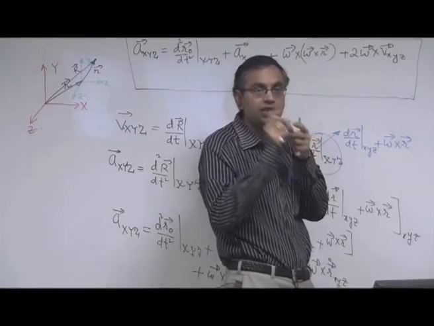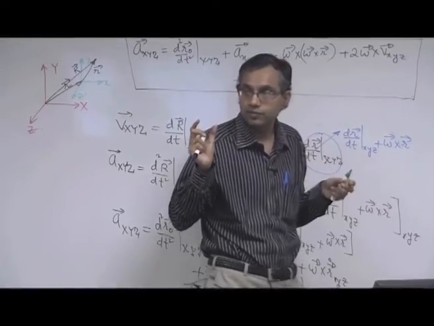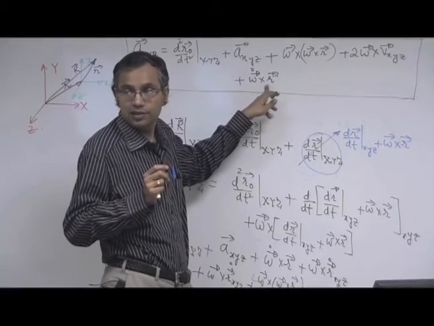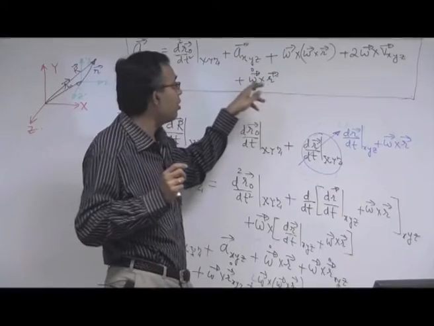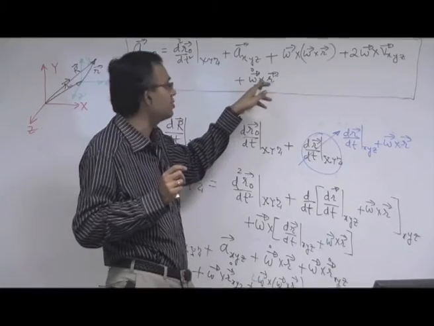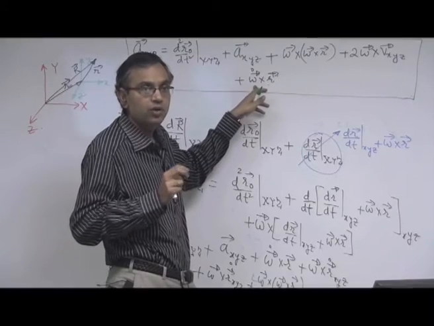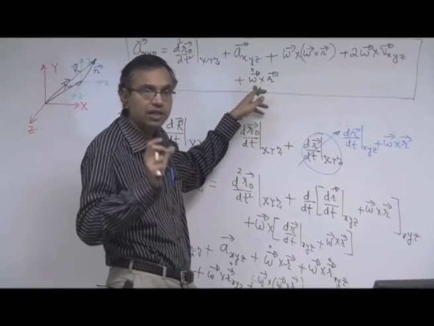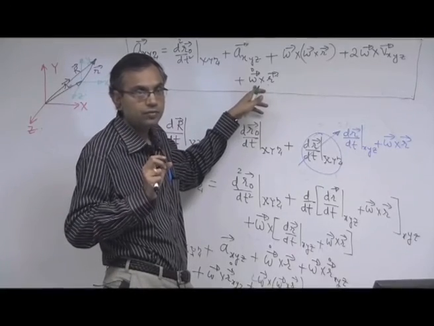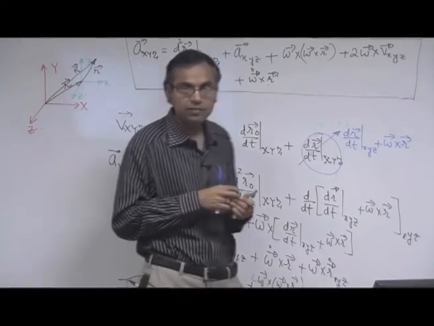So remember, its origin is translation relative to a rotational reference frame. And this is called the Euler component of acceleration, because of the angular acceleration of the rotating reference frame. So if the rotating reference frame is rotating with a constant angular velocity, this term does not come into the picture. We will discuss more about these terms in the next lecture. Thank you very much.